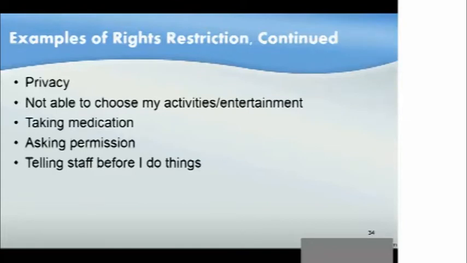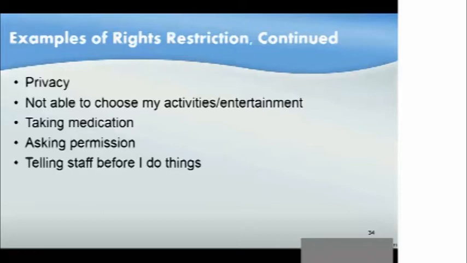You know, I may not want to go to the rodeo on Saturday night. I may want to go to a bar and get a beer and listen to some music, or maybe a movie. Choosing what I want to do for entertainment. Taking medications to manage my behavior. Asking permission for things like bath tissue and paper towels.